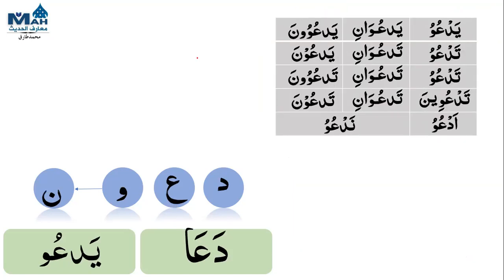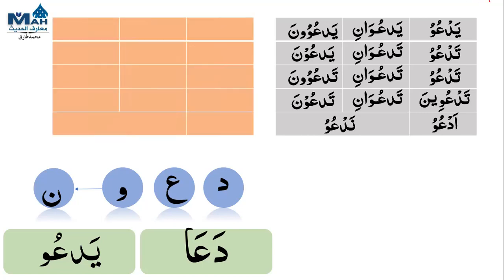Okay. Can you read the normal one? Yad'u, yad'uwani, yad'uwuna, tad'u, tad'uwani. No, read it normal as it is. Tad'u, tad'uwani, tad'uwuna, tad'uwina, tad'uwani, tad'uwuna, ad'u, nad'u. Okay, now we'll start changing. What will we do?